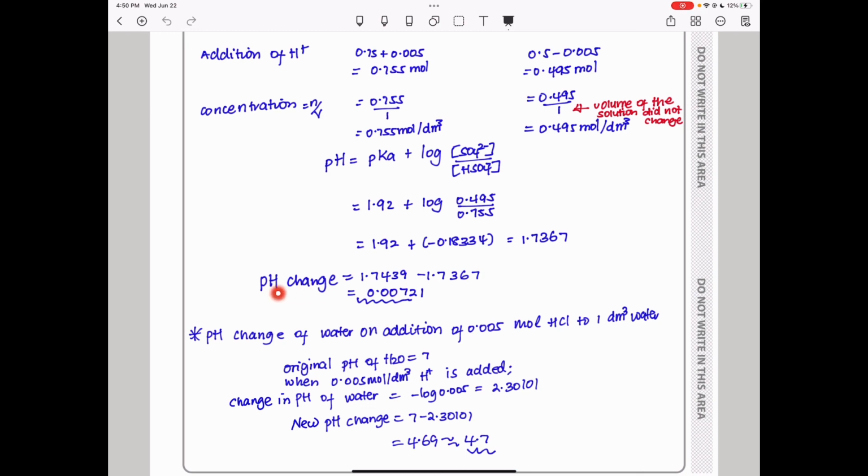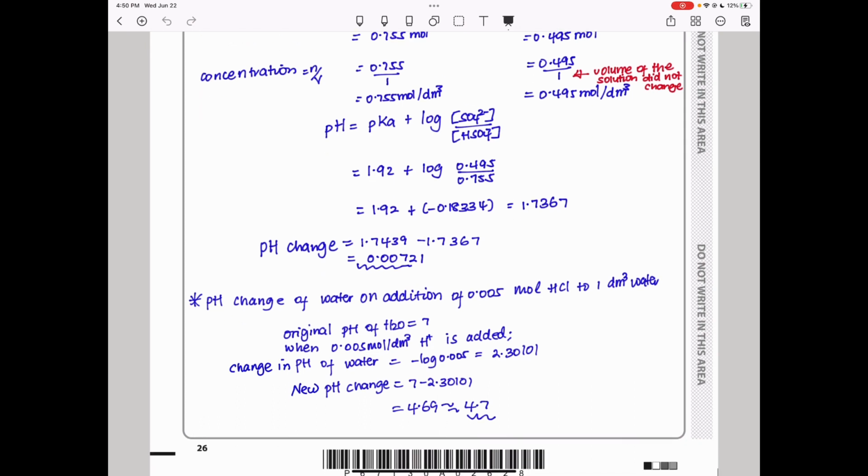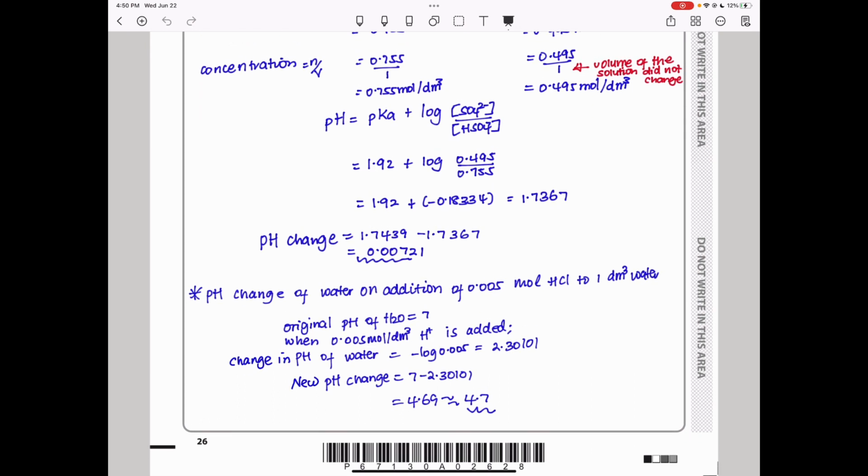Now, if you want to find the pH change, it is going to be initial minus this that we have. The change is going to be 0.00721. That is going to be the pH change that we can observe. Now, let us go to the next part.